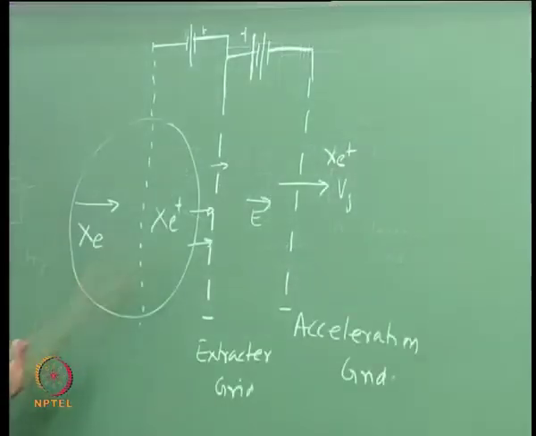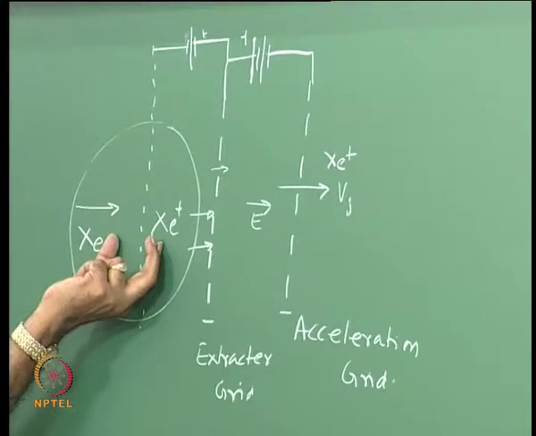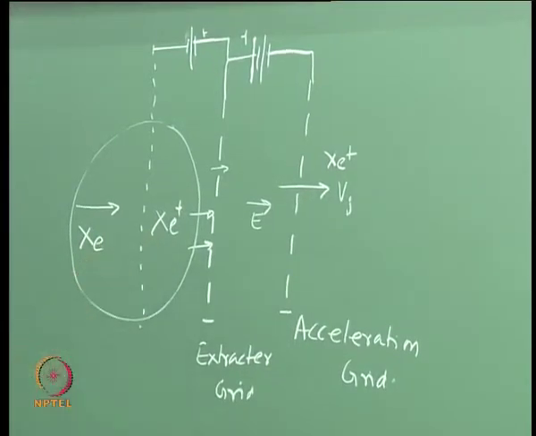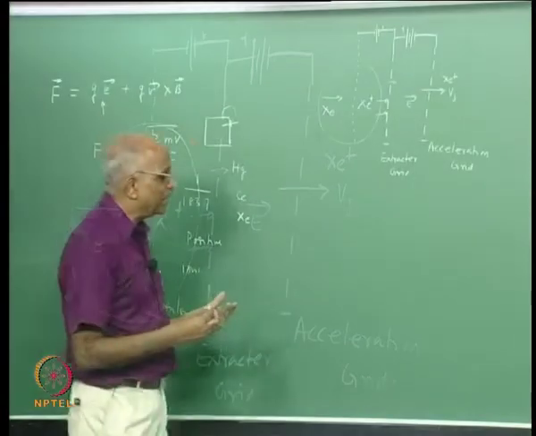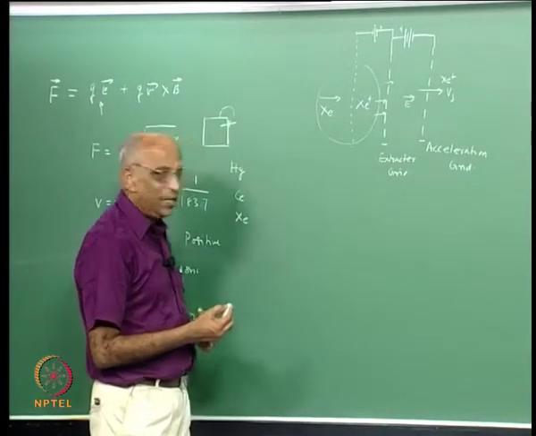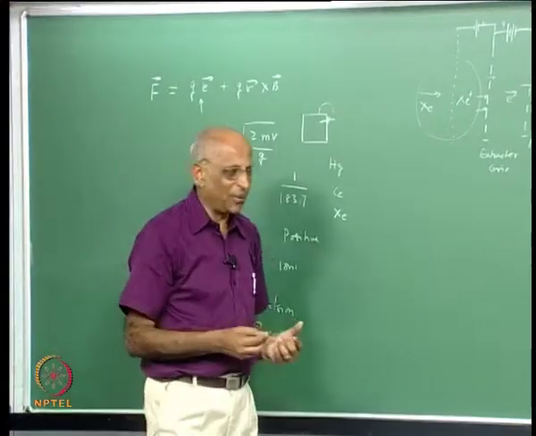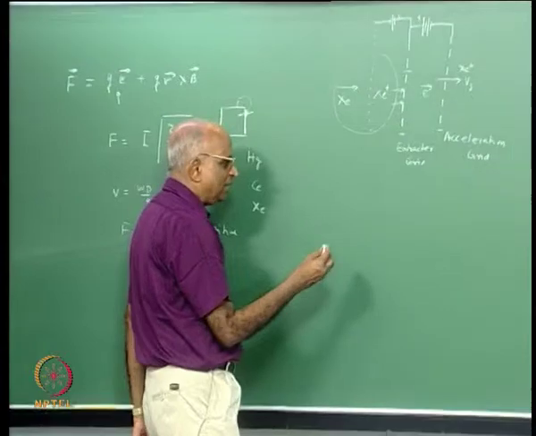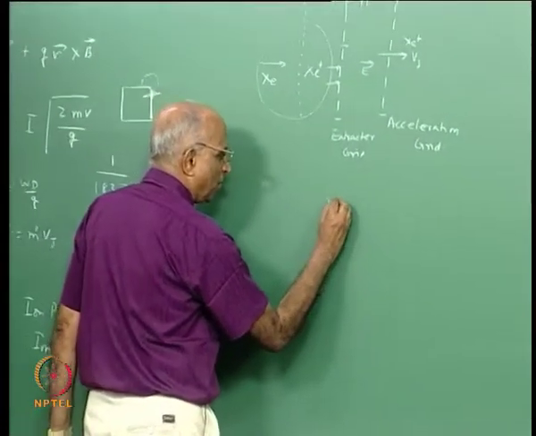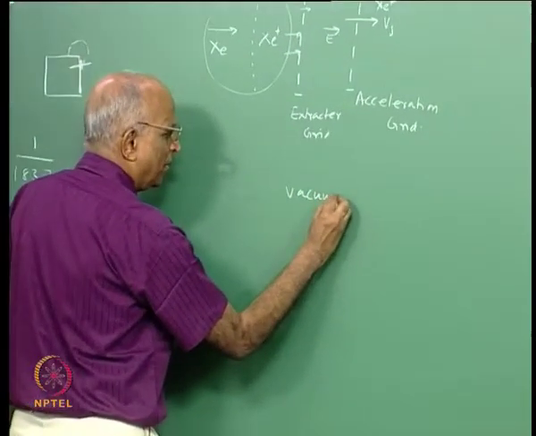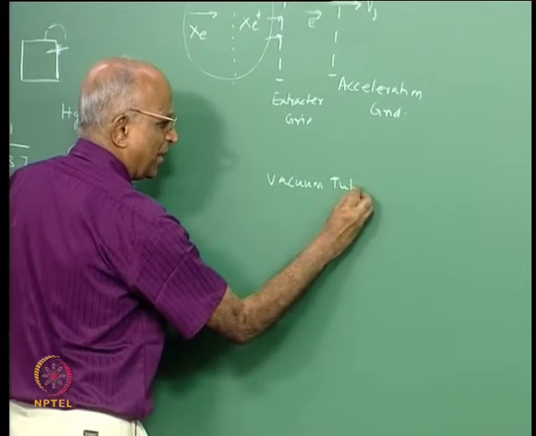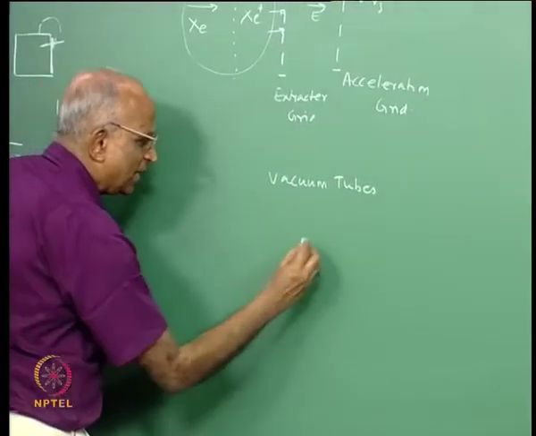I have assumed that xenon positive ions are created here, and how do you create the positive ions? You all grew up in a generation with semiconductors and all that. Previously we did not have semiconductors, and we had what were known as vacuum tubes, which consisted of diodes, triodes and all that. And what was done in those cases?